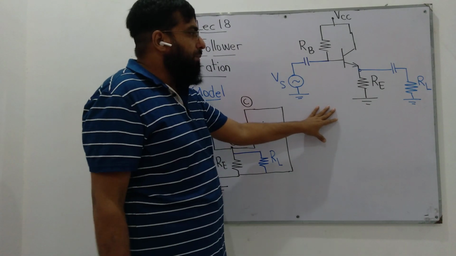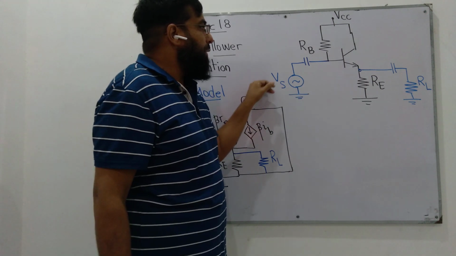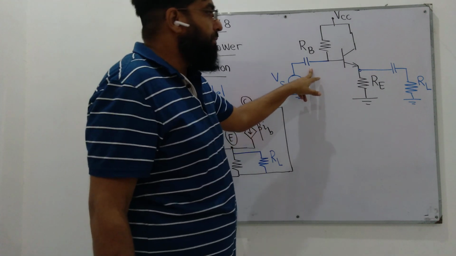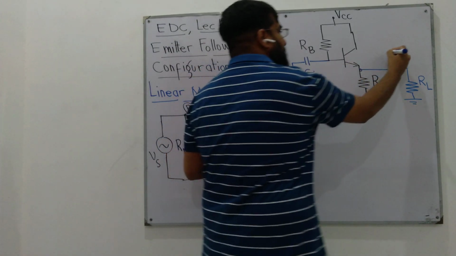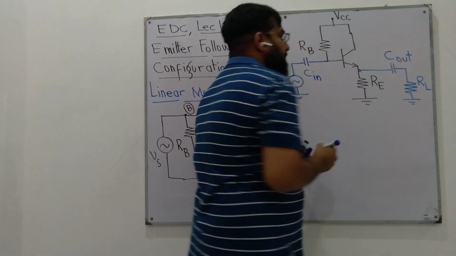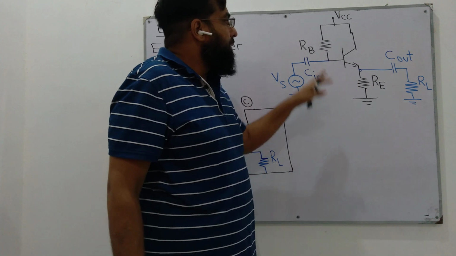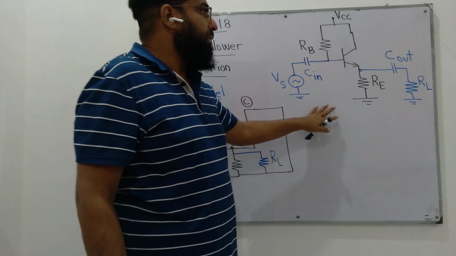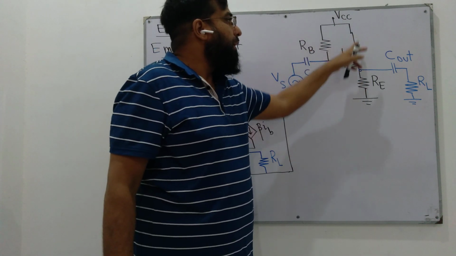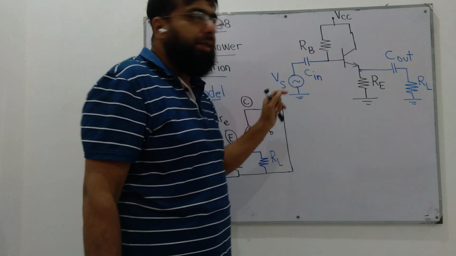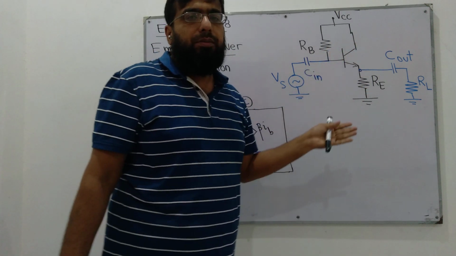Here is the schematic of this circuit, where the input is supplied at the base through a coupling capacitor C in, and the output is taken from the emitter through a coupling capacitor C out. To perform DC analysis of this circuit, we consider this as the input loop and this as the output loop, and can compute IB, IC, IE, VCE, the bias point, etc.